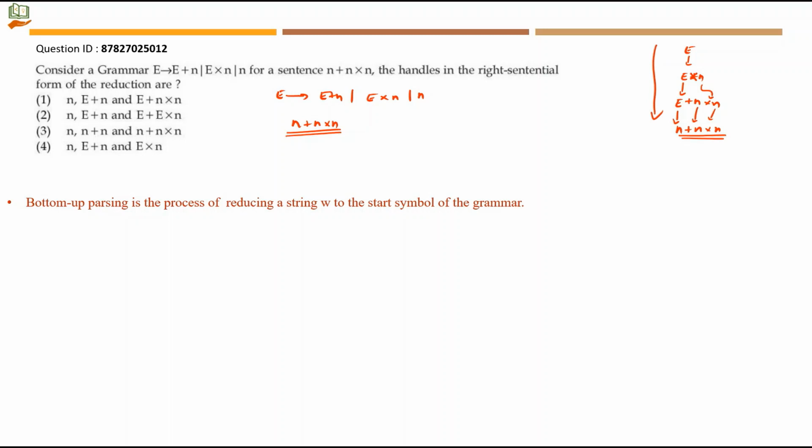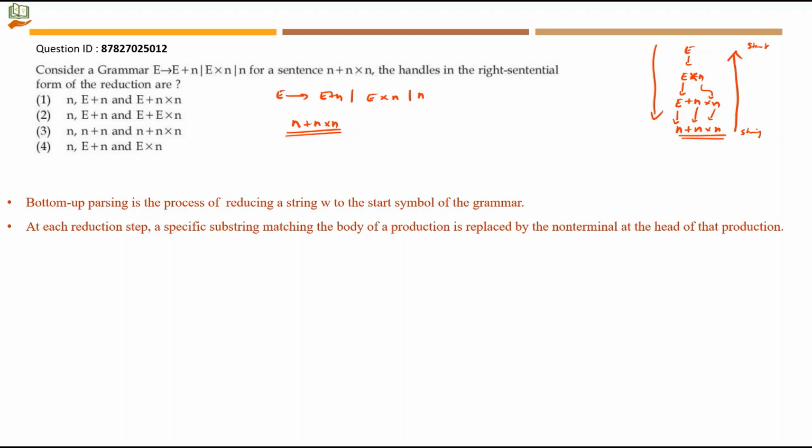What is bottom up? Going from bottom to the top is bottom up parsing. We are reducing a string, so this is a string to the start symbol of the grammar. At each reduction step, a specific substring matching the body of a production is replaced by the non-terminal at the head of that production. So here the body of the production will be this one or this one. It is replaced by the non-terminal at the head of the production. Here this is the non-terminal for the production.